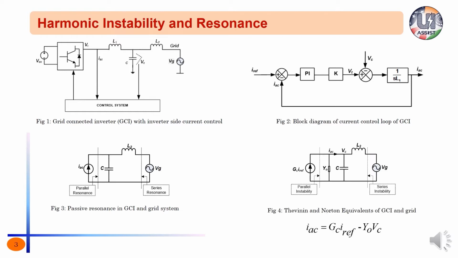Now let us look into the more practical way of representing grid-tied inverter along with its current control loop. From figure 2, the output current expression can be written as shown at the bottom of the slide, where GC is the closed loop transfer function of the current control loop, IRF is the reference current of the control loop, Y0 is the closed loop output admittance of the inverter. Using this expression, grid-tied inverter, which was earlier represented as a current source in figure 3, can be rewritten as Norton's equivalent as shown in figure 4.